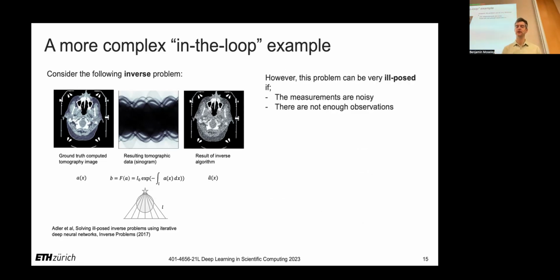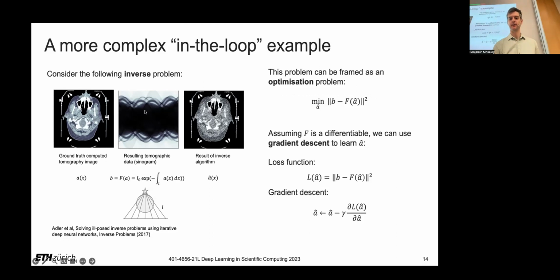Inverse problems in general are usually much harder to solve than forward simulation, and the reason is that they can be very ill-posed. What do I mean by ill-posed? Does anyone know? No solution. Yeah. It basically means that the information contained in B is not enough to uniquely determine what A is. So there could be a one-to-many mapping of the solution here.